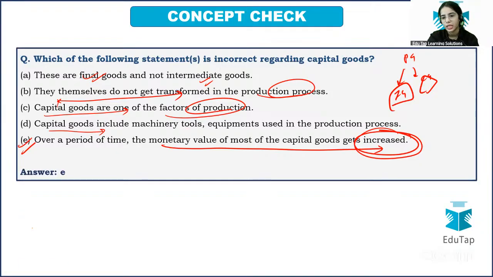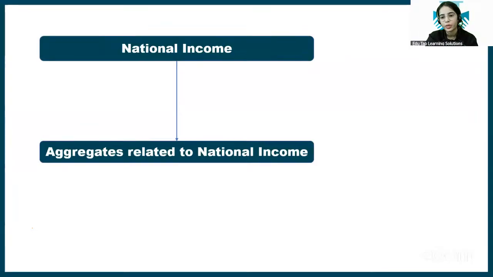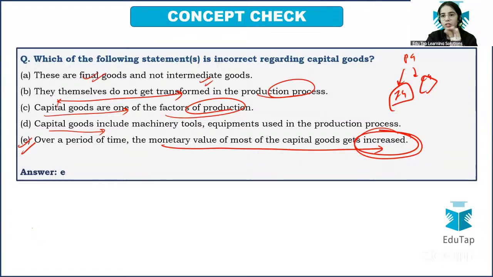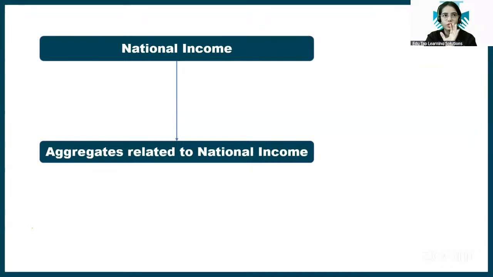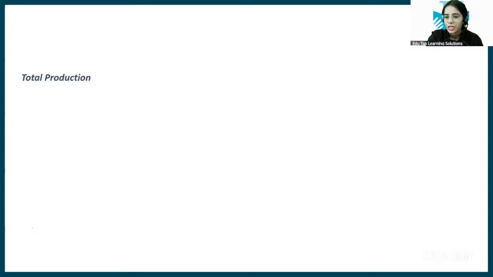Now we are starting with the national income, aggregates related to national income. Till now we have discussed the basics that will be used in the coming slides. Intermediate goods, final goods, capital goods and such terms will be used in the coming slides. Now, coming to the national income, aggregates related to national income. First of all, before starting with national income, we have to understand.